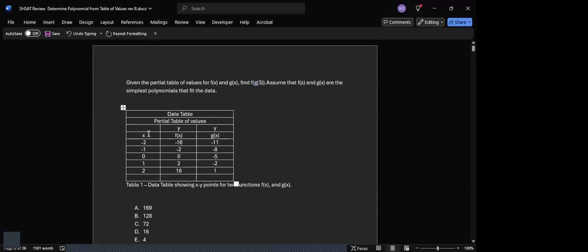We have coordinates, right? Now we have two sets of coordinates. They're sharing the x coordinate, right? So two sets of points, but these points are sharing the same x values, right?